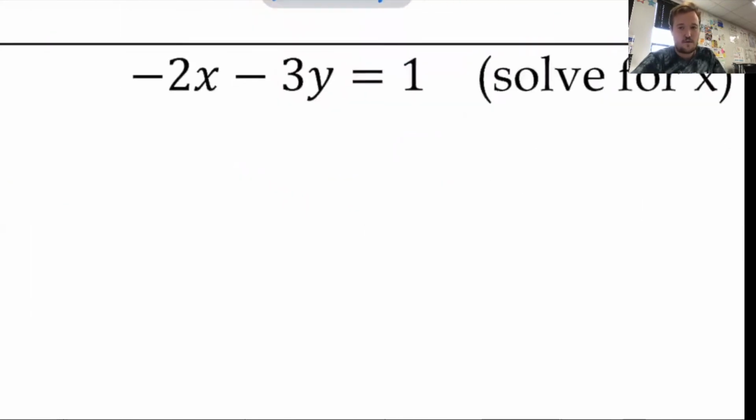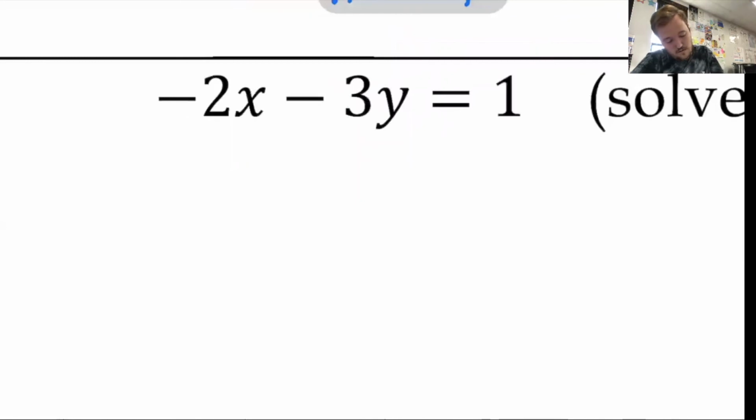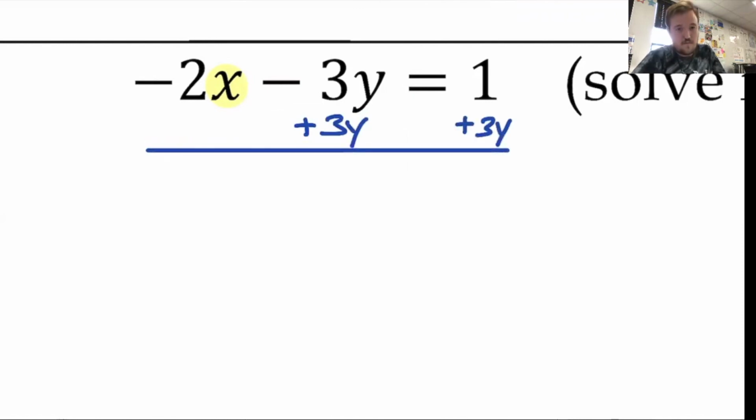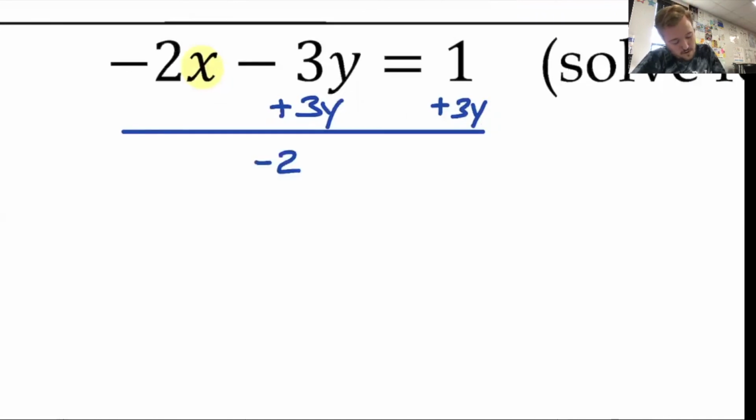All right, next one, now we're solving for x. In this case, we have to get rid of any addition and subtraction first. Remember, this is being multiplied, and this right here is being subtracted. Because this part's being subtracted, that's what I have to get rid of first. So I'm going to add 3y to both sides. So I'm going to have negative 2x equals 3y plus 1.